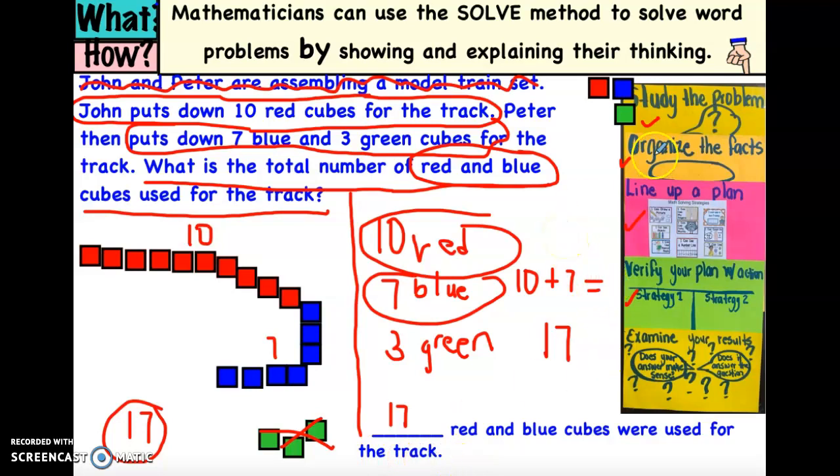So mathematicians, did you see how I studied a problem? By underlining the question and making sure I understand what the problem is asking me to find. I organized my facts by circling all important facts. I line up a plan by choosing 2 different strategies. And then I use those 2 different strategies to verify my plan with the actions. Then I examine my results by asking, does my answer make sense? Yes, it does, because we have 10 red cubes plus 7 blue cubes. It gives us a total of 17 cubes.